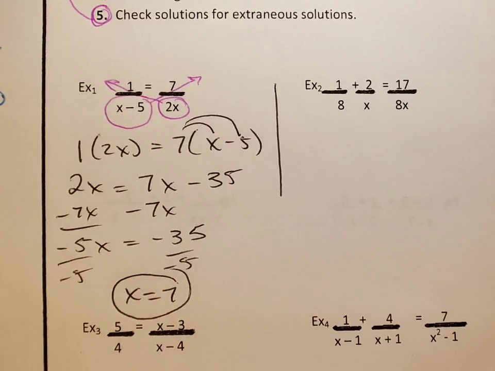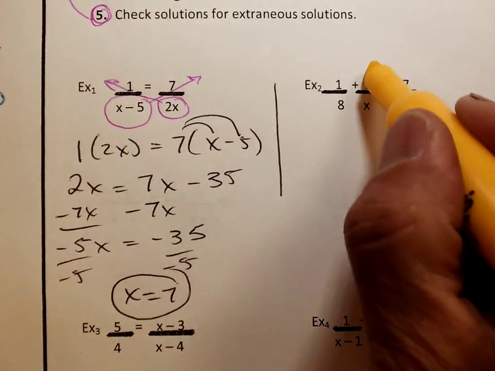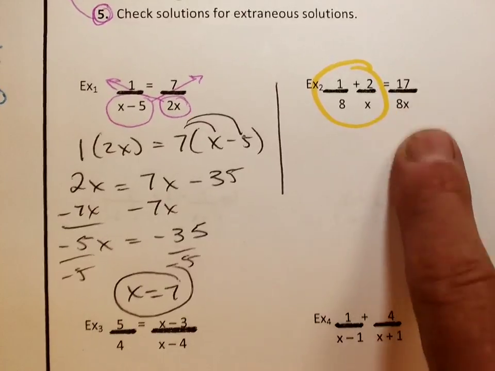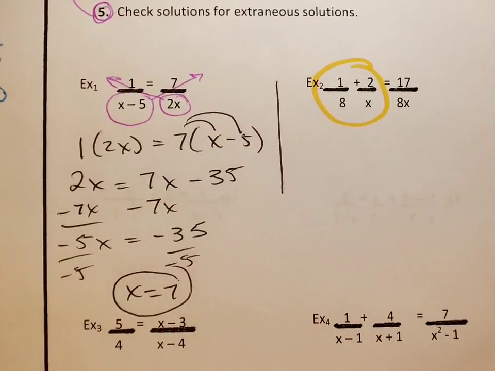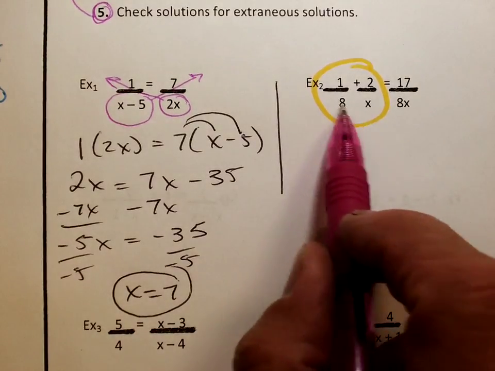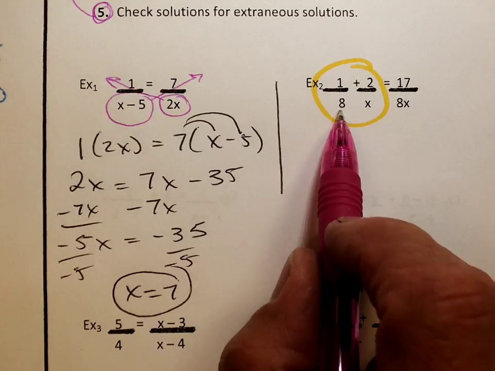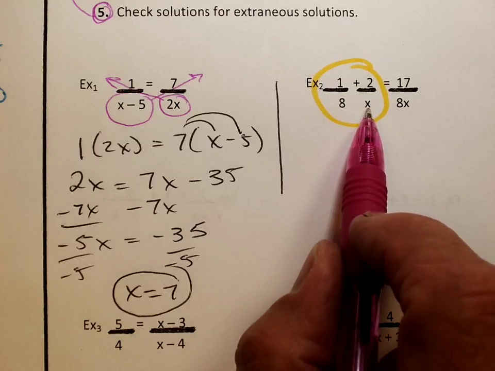So what I'm going to do for this problem is let's work on these two. Let's add these two first. And we'll ignore the 17 over 8x first. And then we'll cross multiply, okay? So right off the bat, to add these two fractions, I need a common denominator. The first fraction has an 8 in the denominator. The second fraction has an x. They need to have the same.